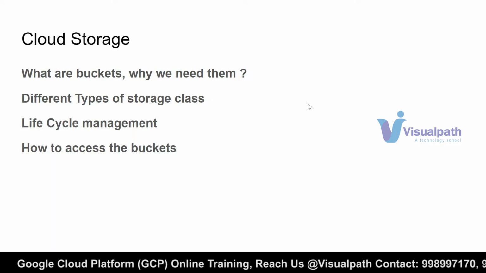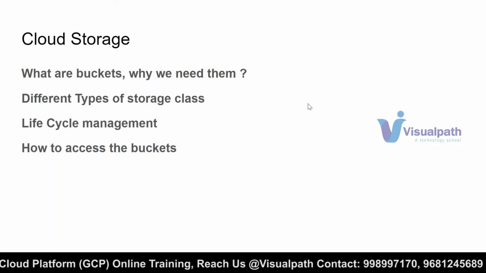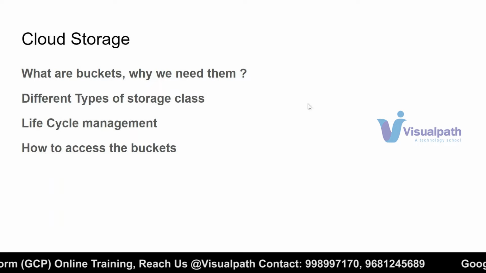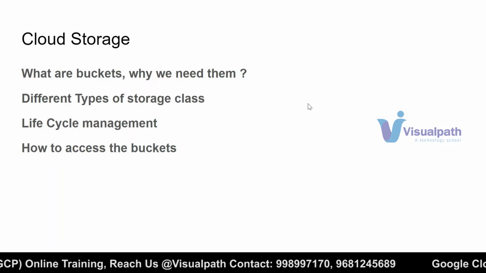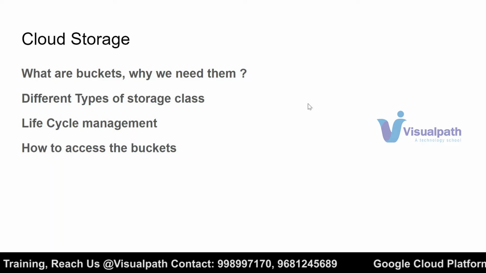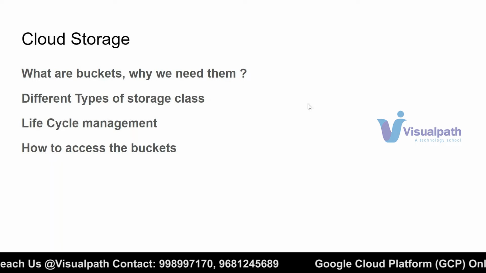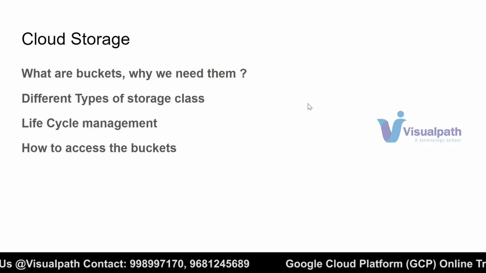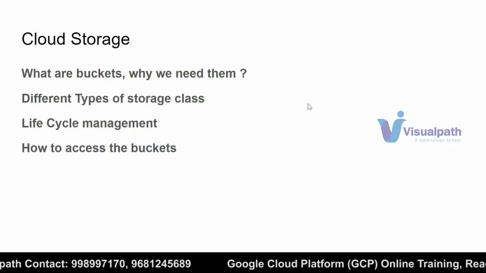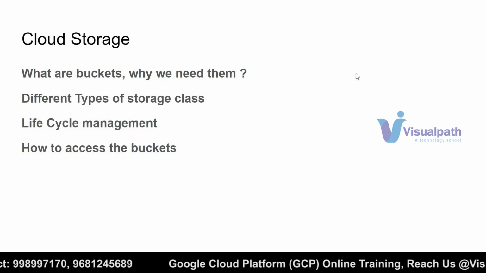And life cycle management is like, let's say after 60 days you want to move those files from one storage class to another. For that we'll be using life cycle management. So you don't need to do that manually, we just need to set up or schedule it. And how to access the bucket is how you are going to access those objects in the file, by using IAM policies or ACL, like that.